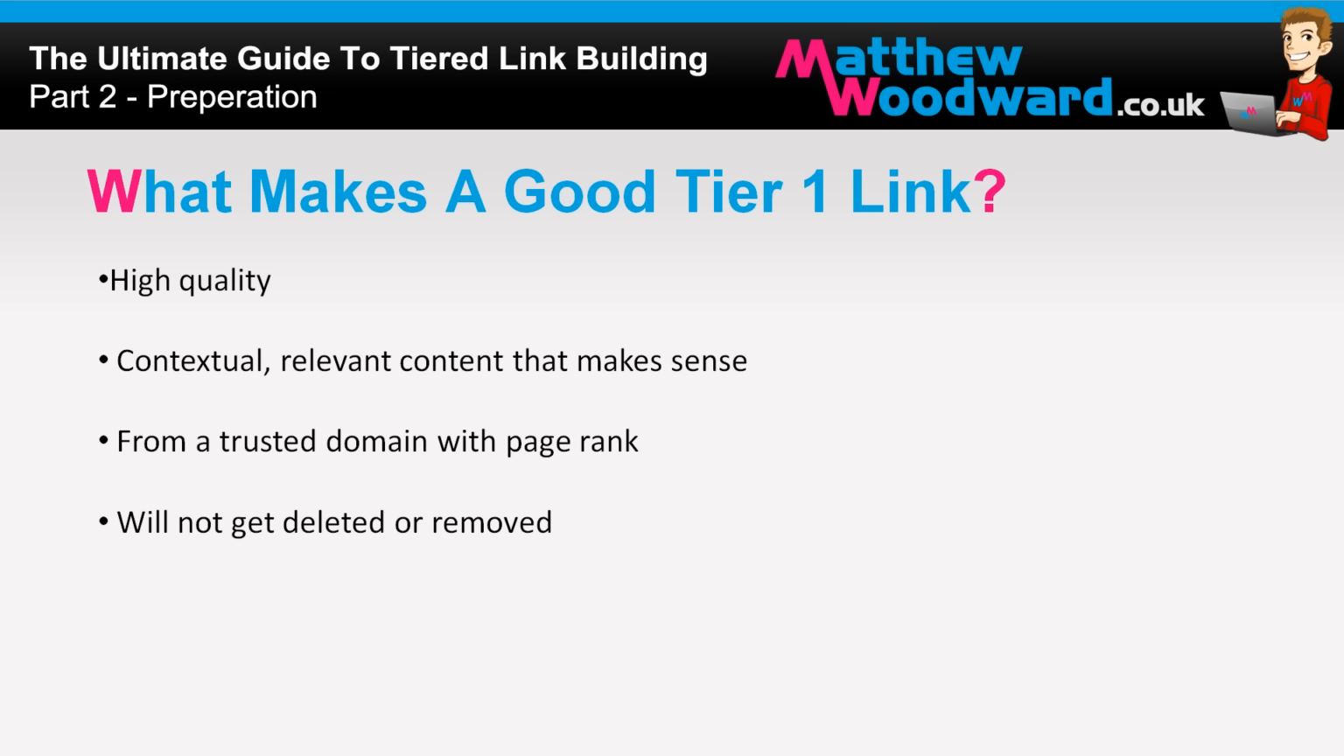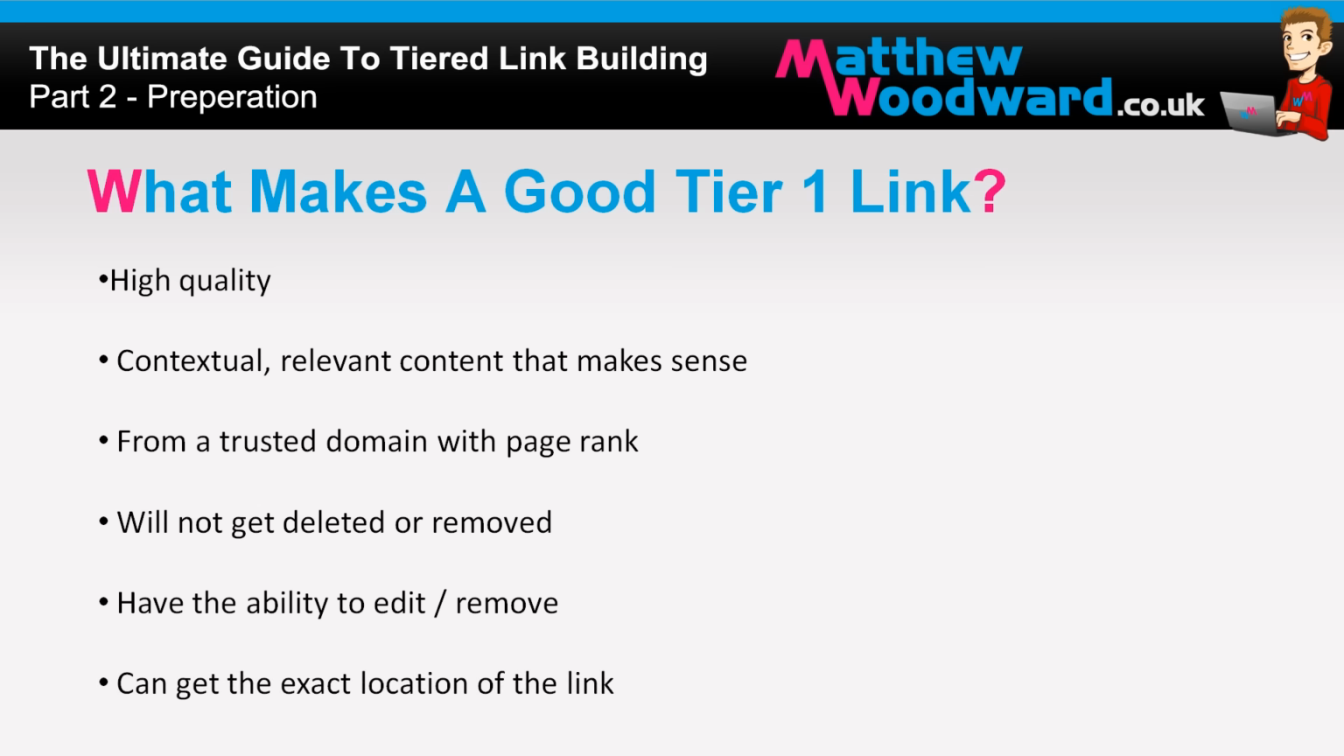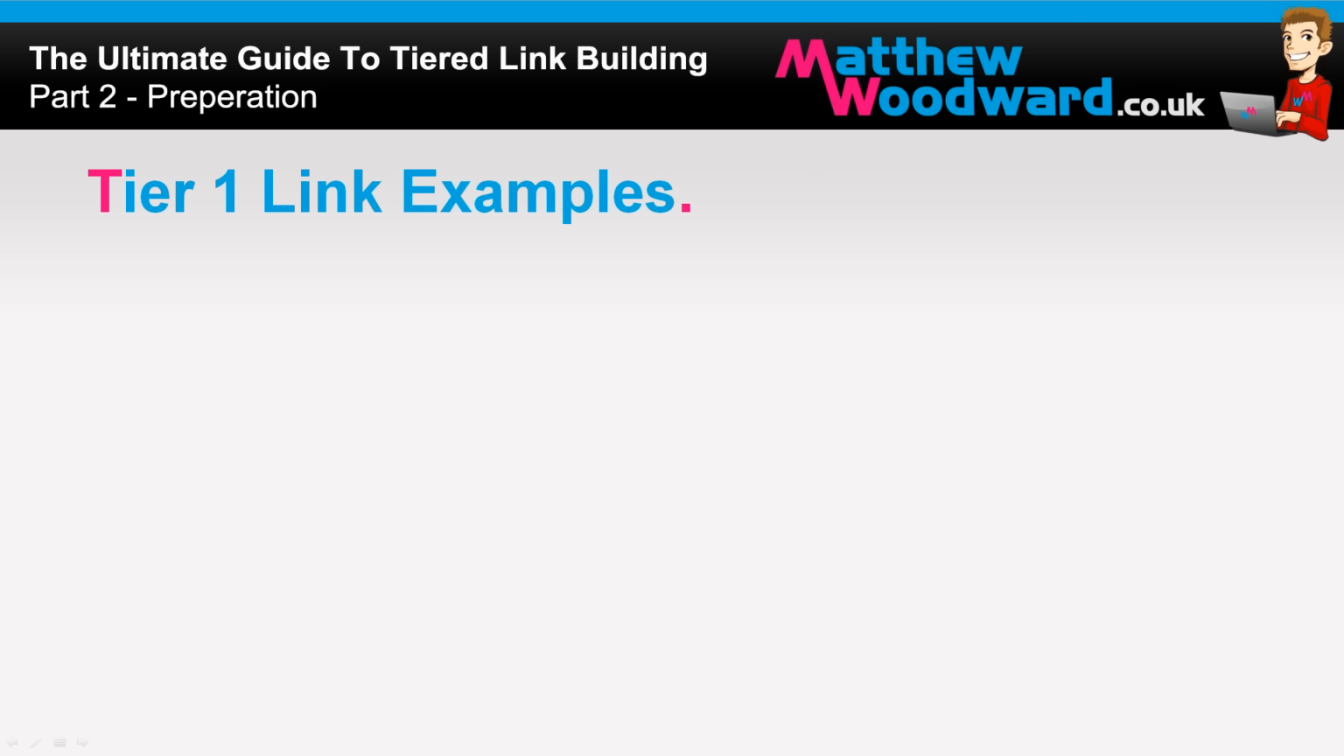In the last video, I said having the ability to remove a tier 1 link is optional, but I really can't stress enough how important it is to be able to remove links from your tier 1 at will. I'm sure some of you watching this have kicked themselves in the past for not having that level of control. You also need to have the ability to get the exact location of the link, as we'll need this to build the lower tiers.